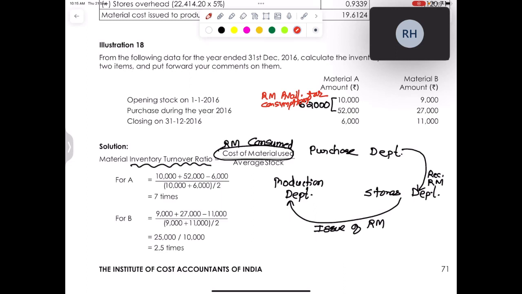Out of this 62,000 rupee, we have not consumed 6,000 rupee of raw material. It means 62,000 unit is raw material available for consumption. If complete raw material has been consumed, our closing stock will be 0. But if there is a closing stock of raw material, it indicates that such raw material has not been consumed during the period. So 62,000 minus 6,000 will be known as raw material consumed.